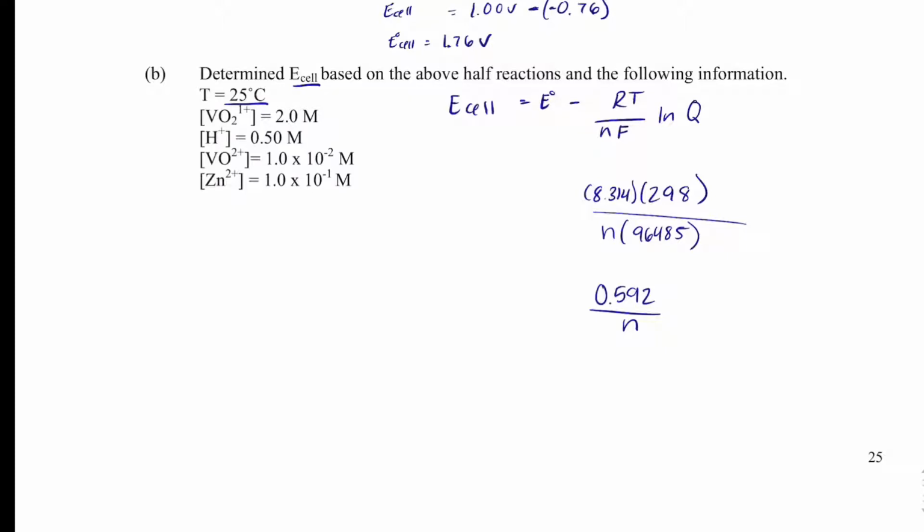8.314 times 298 divided by 96,485. 0.256 maybe. So maybe it's 1 divided by something. Well, either way, we're good with that. I'll have to look that up. I can't remember off the top of my head.